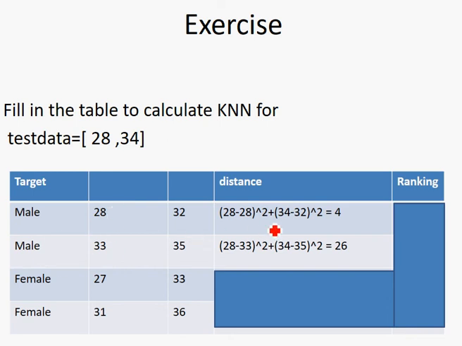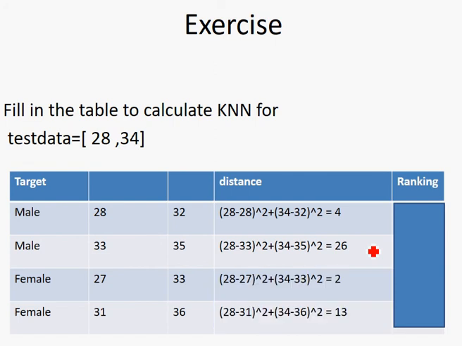We do that by calculating the distance. In this case, I'm using the Euclidean distance, and we get that value by taking our first feature from the test data point and the equivalent on the first training data, subtracting, squaring, and then plus 34 minus 32 squared. Add it all up and we get 4. We do the same, 28 minus 33 squared plus 34 minus 35 squared. We get 26 and so on.